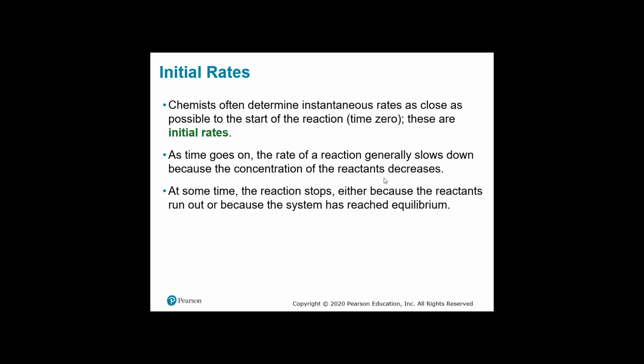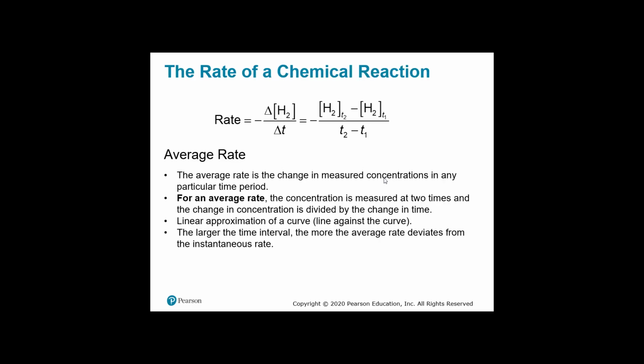Chemists often determine instantaneous rates as close as possible to the start of a reaction, which is time 0. These are called the initial rates. As a reaction goes on, the rate generally slows down because the concentration of reactants decreases. We don't have as much, so it's not going to keep going as fast as in the initial. Sometimes the reaction stops either because the reactant runs out, the limiting reactant, or because the system has reached equilibrium.